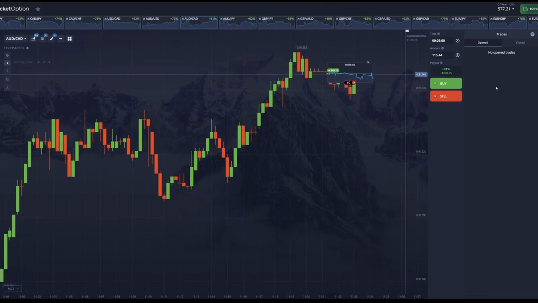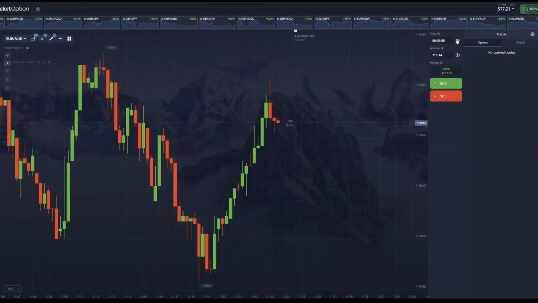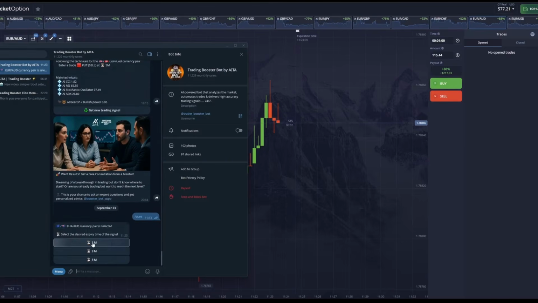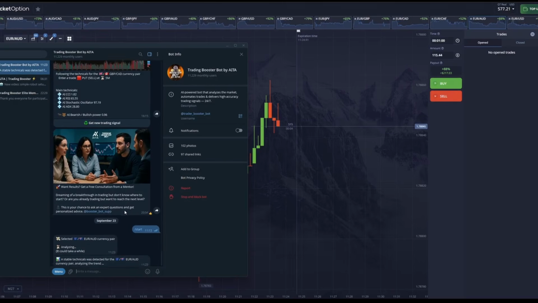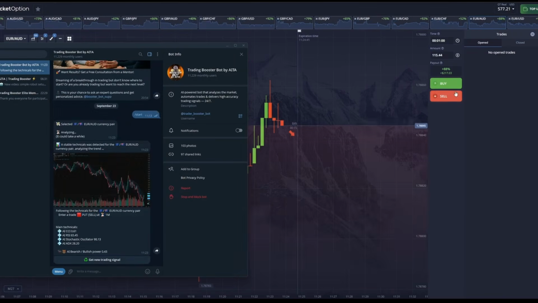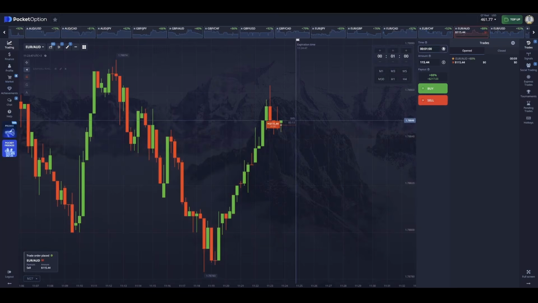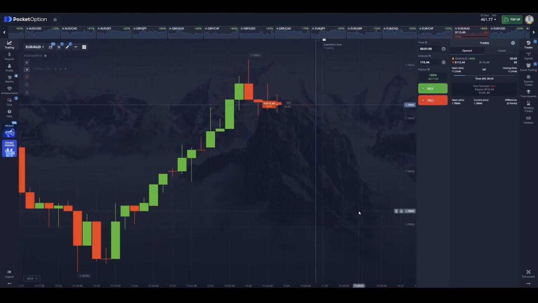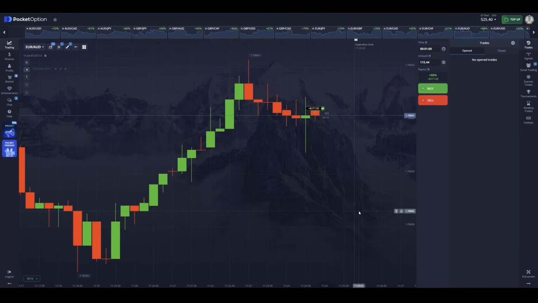As you can see, unfortunately, the 3 minute trades didn't work out the way I wanted. So let's go back to 1 minute and quickly recover everything now. I'm choosing the Euro to Australian dollar currency pair, switching over to BoosterBot. I'm setting the trade time to 1 minute, and now we wait for the signal. I get a sell signal, and right from here, for 1 minute, I carefully check the time and open a sell trade. Let's wait for the result. And this trade brings me $101, so I cover my loss.